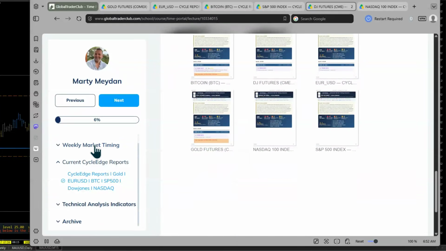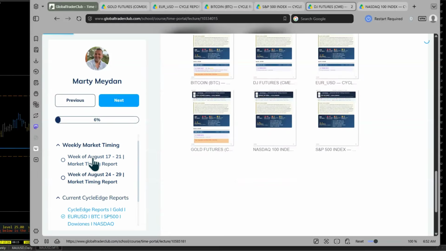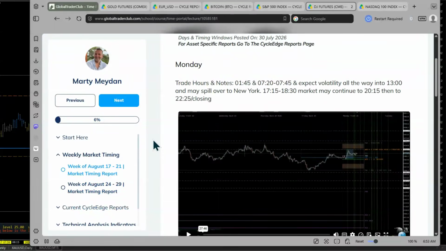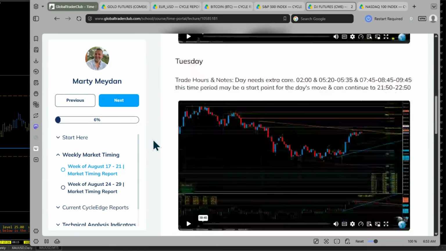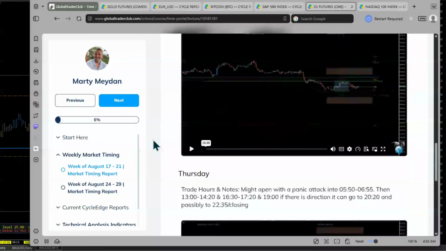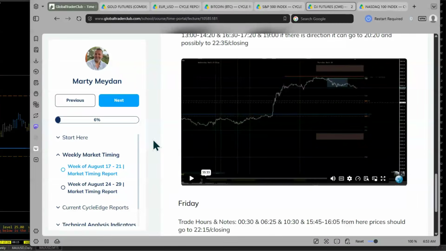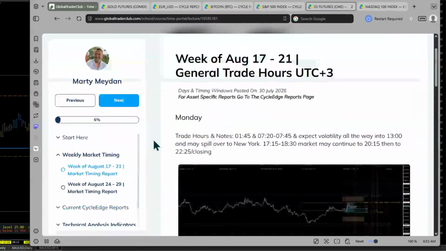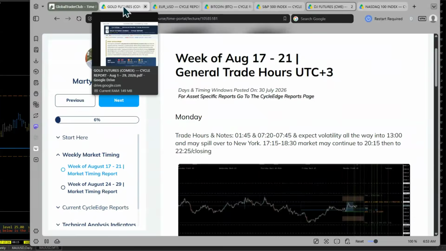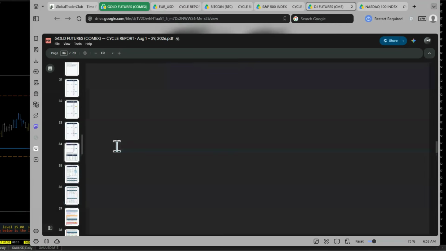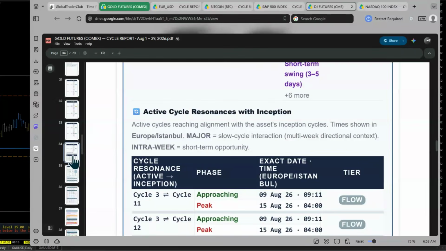Now let's take a look at the weekly market hours. From the 17th to the 21st, just take a screenshot and you can follow through with whatever asset you're trading, right? So this is Monday, that's Tuesday, Wednesday, Thursday, and Friday. Okay, so let's take a look at gold first. Now remember, we're also looking at the trade swing days for the asset. So let's just take a look at where we're at with that.